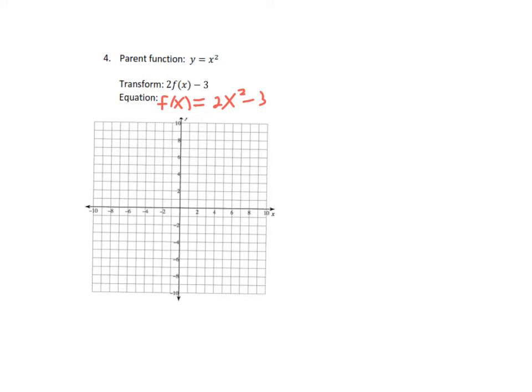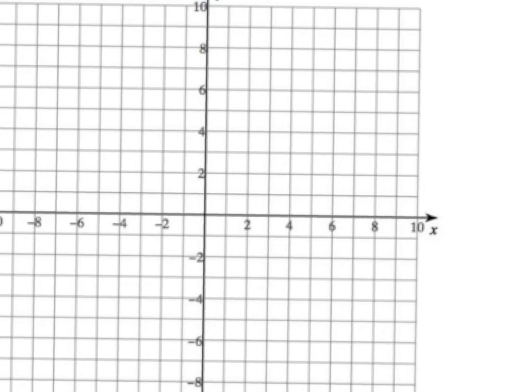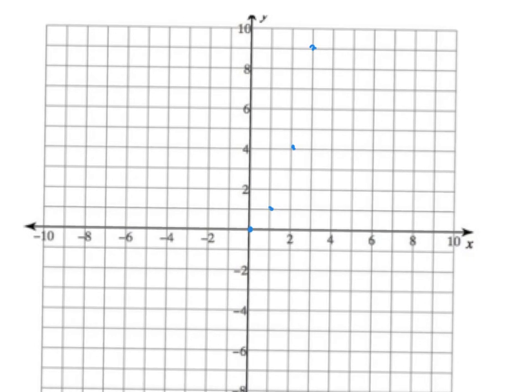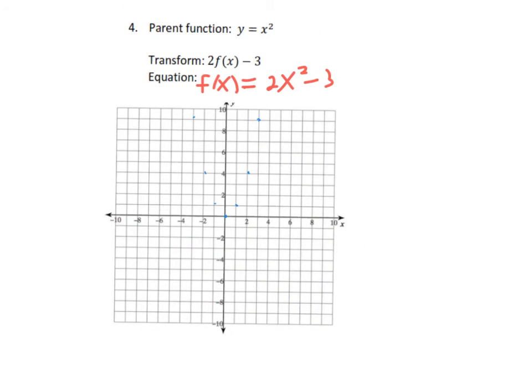So let's graph the original, the parent function. So we have (0, 0), (1, 1), (2, 4), (3, 9). And then the matching symmetrical points across the axis of symmetry, which is the y-axis. And here's our original. That is not good enough. Let's try this again.